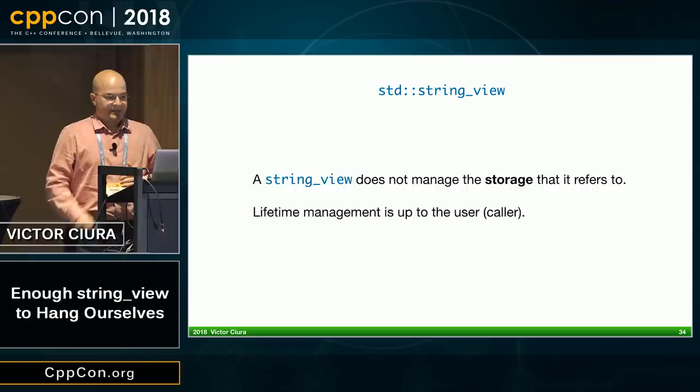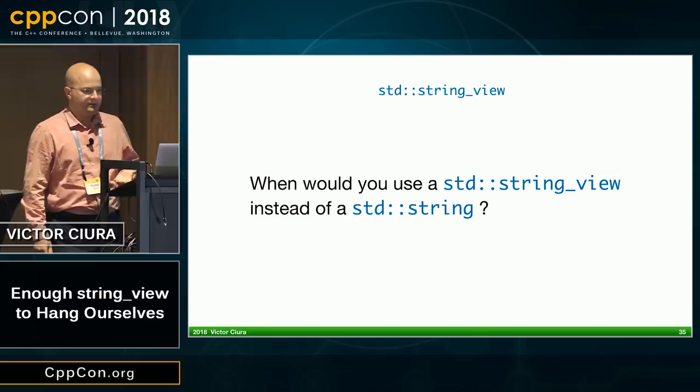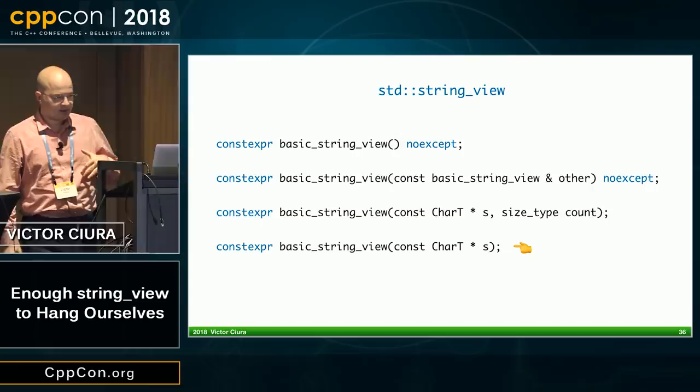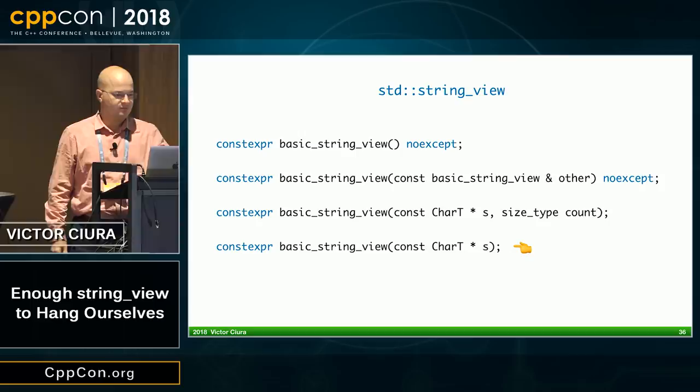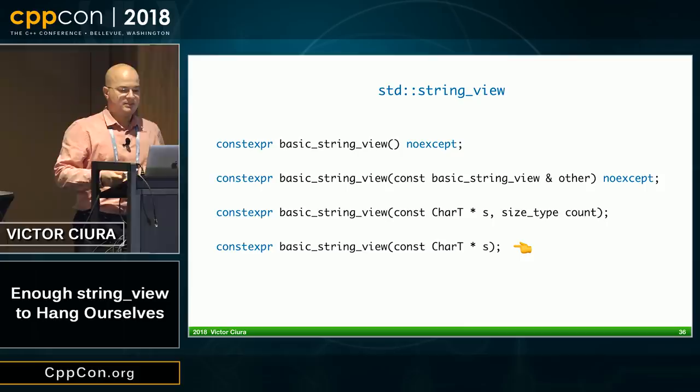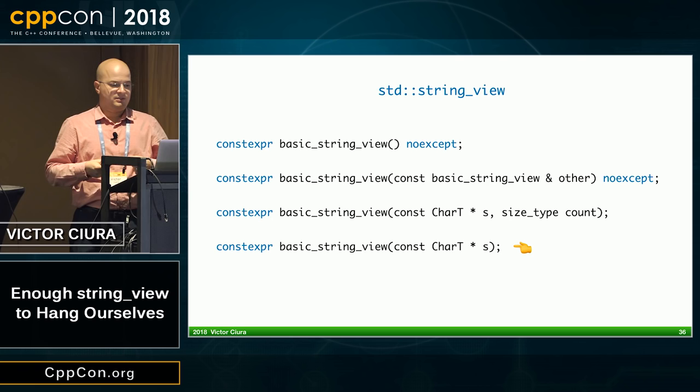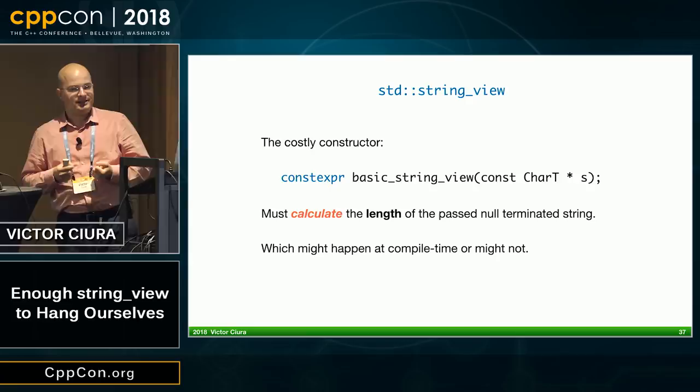So when would we want to use a string view instead of a standard string? First, in order to understand this, let's try to examine modes in which we can construct string views. We can construct it by copy, via a pointer to characters and a size, and it has this pesky constructor that can initialize from a null terminating sequence of characters. And this constructor is not cheap.